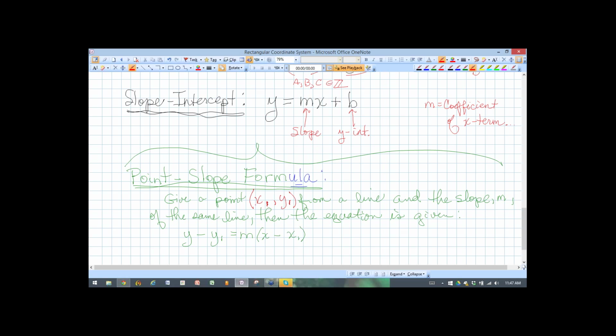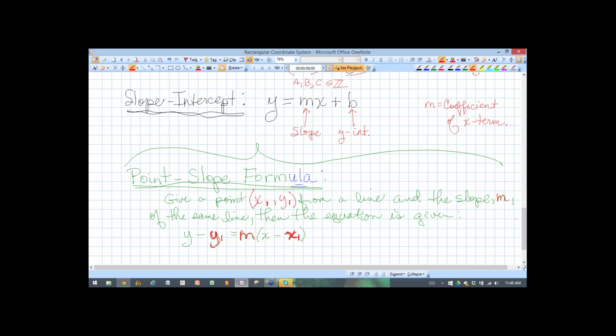So these coordinates are going to be substituted in right here at these locations. This y1, we'll get from the point, and then the x1 here that's been subtracted will be substituted for this x1 given to you in the coordinate. Of course your slope is given to you as well, and you're able to plug that in. So the things I have in red here become numerical. And so let's look at an example.